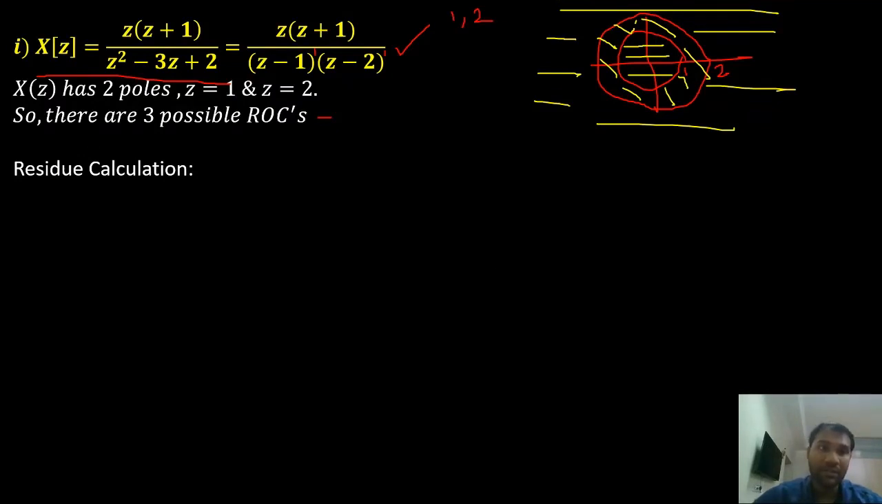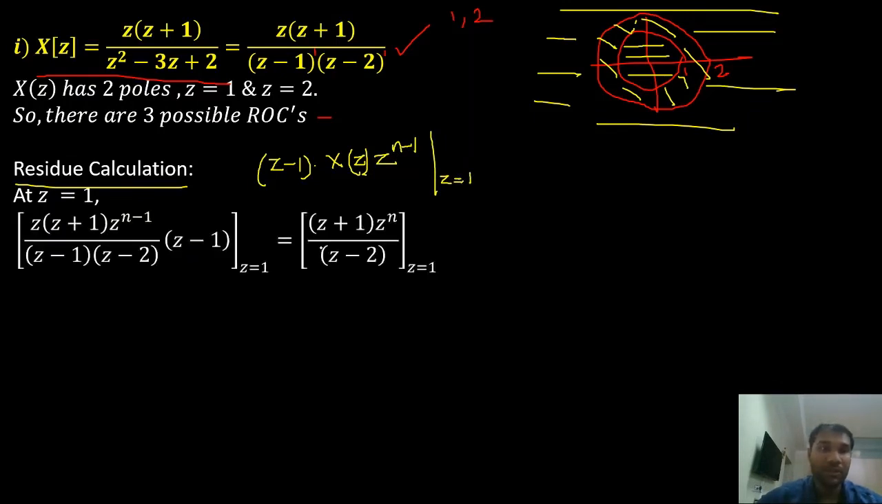In order to find the inverse Z transform, first we have to calculate the residue. At Z equals 1, we'll calculate the residue first, then follow the same procedure for Z equals 2. At the first pole, Z equals 1, the residue is (Z minus 1) into X(Z) multiplied with Z to the power n minus 1, and finally we substitute Z equals 1.